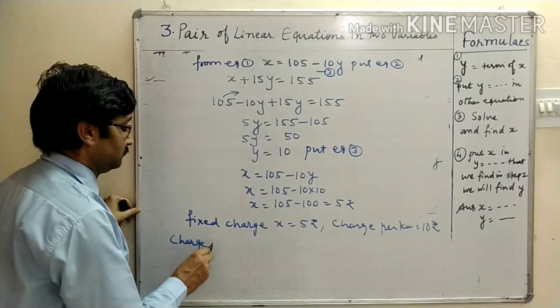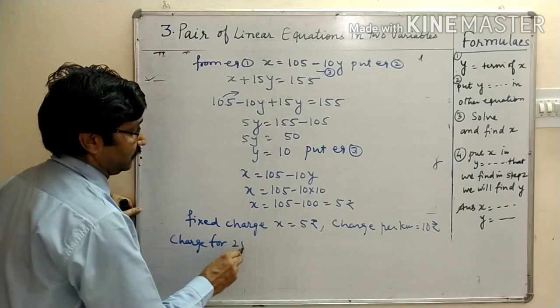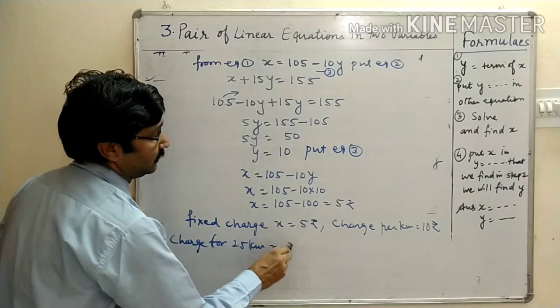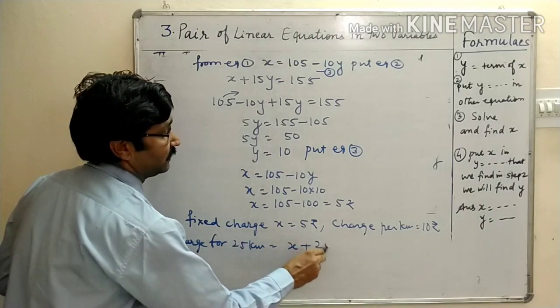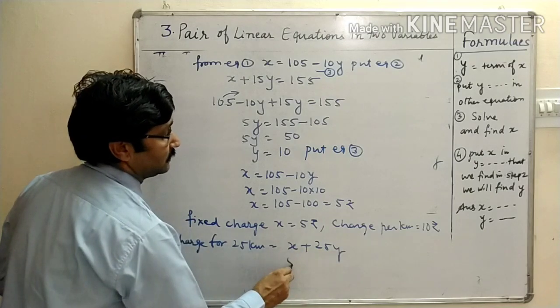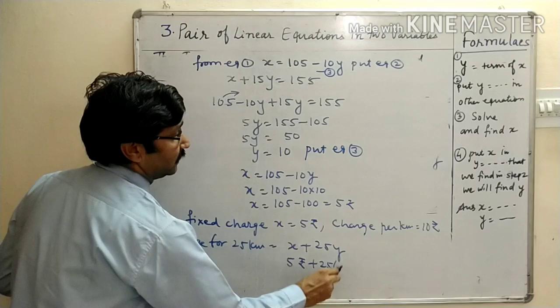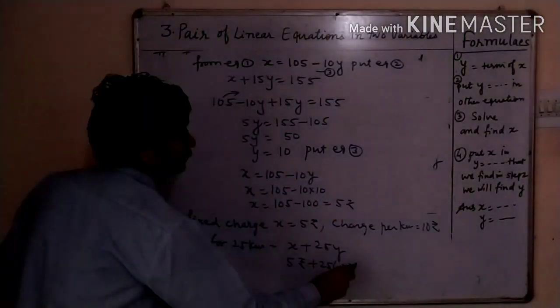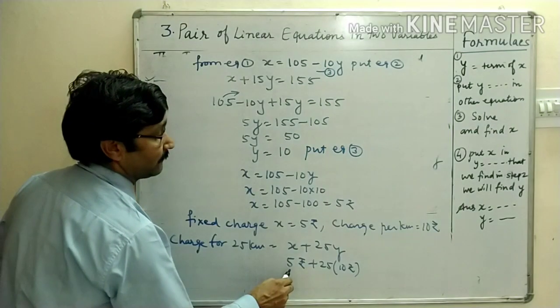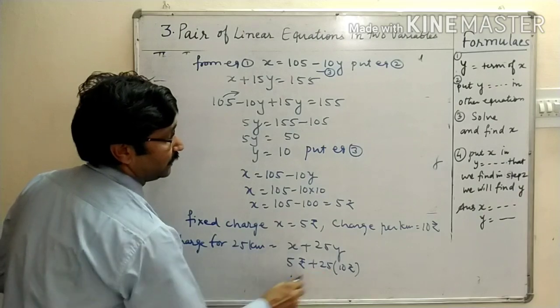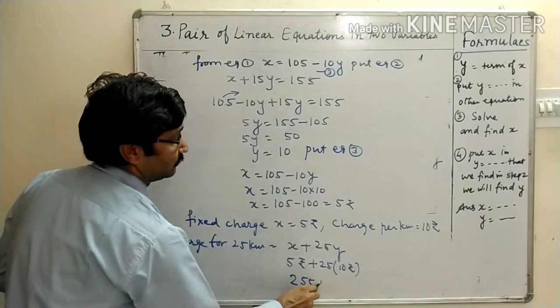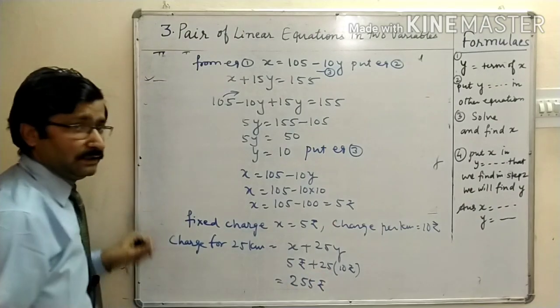Now we have to find the charge for 25 kilometer. For 25 kilometer, he will pay fixed charge plus 25y, and x is here 5 rupees, and 25, and y is here 10 rupees. So you will get total 5 plus 250, that is 255 rupees. Okay, hope you understand this.